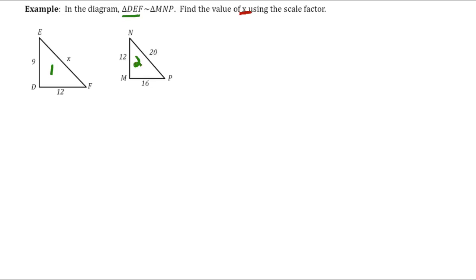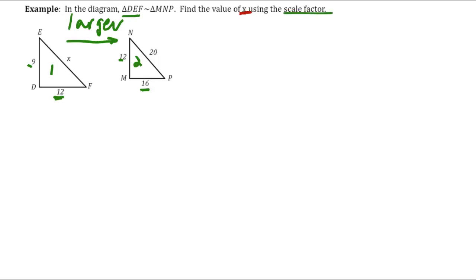And remember, we don't want to always go by what the pictures look like. Don't go by what the pictures look like. Let's go by what we know. We know that these side measures, 12, corresponds to 16, so 12 is the smaller number here. So the figures are actually a little bit backwards. Go by what you know. This side 9 corresponds to MN, and it's smaller. DE is smaller than MN. So when I go from DEF to MNP, I am getting larger.